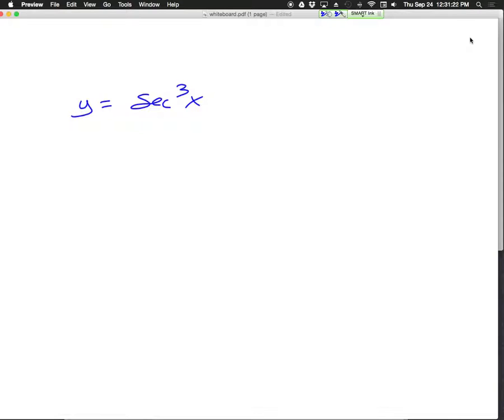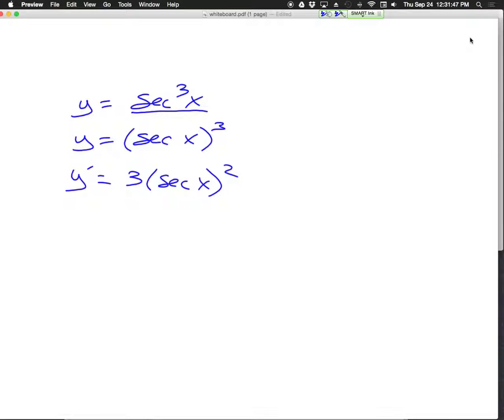Now, what we need to realize is that this right here can be rewritten as, or is the same thing as, that. Those two things are the same. So now, when you rewrite it like that, it's a bit more obvious that it's the chain rule. So my outside function is what? The 3, so I need to bring the 3 down. My new exponent is now 2, and now what do I have to do? Take the derivative of secant, which is secant x tangent x.